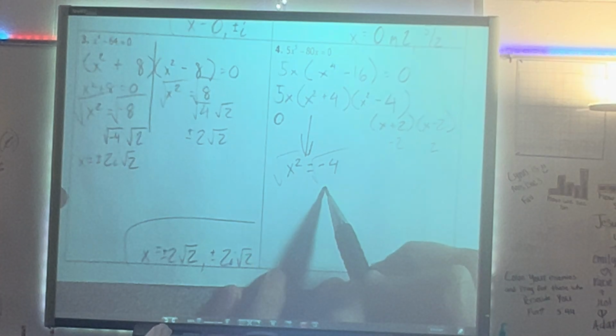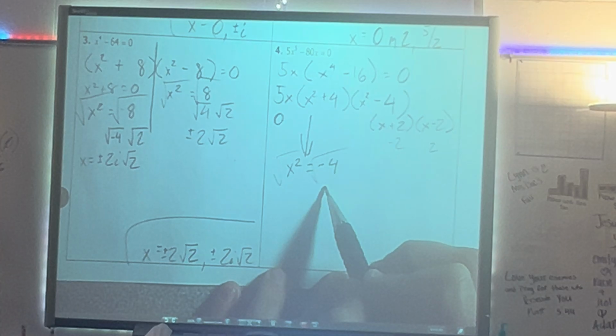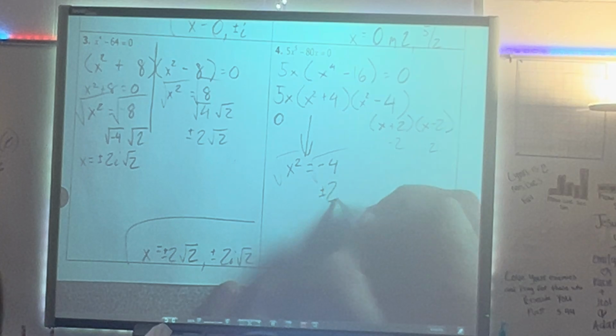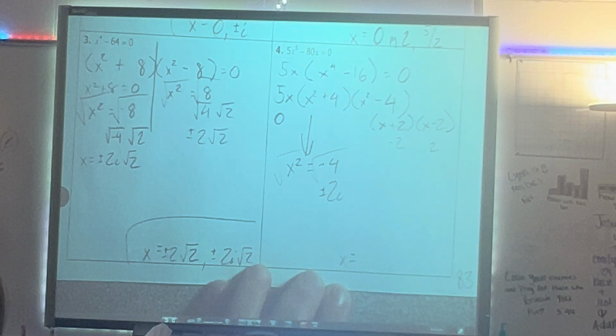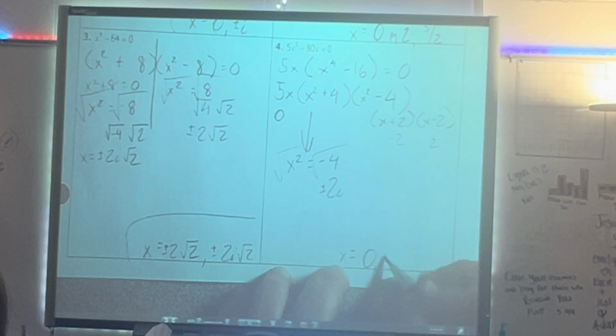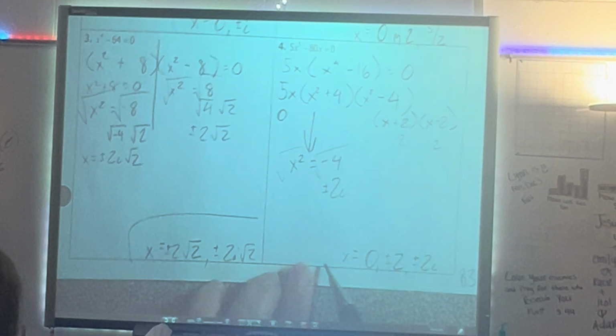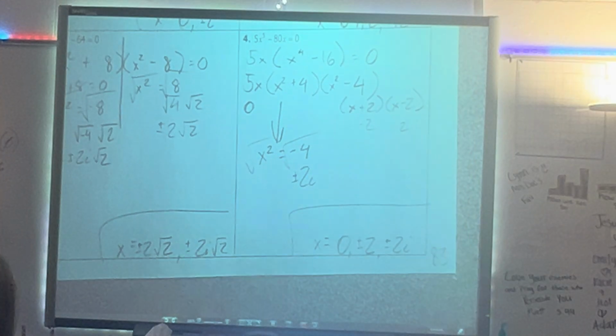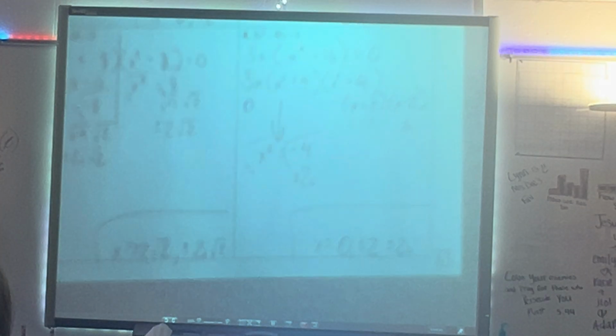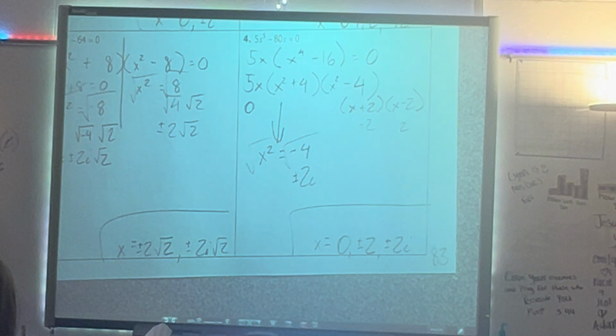So what does this become? Plus or minus 2i. Okay, so I have 0, plus or minus 2, and plus or minus 2i. I generally will write the imaginaries last. You don't have to, it doesn't really matter. Do we have them all? How do we know if we have them all? There should be 5. Does everybody understand that there should be 5? Everybody understand why there should be 5? Okay.